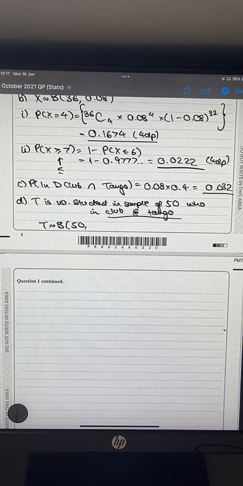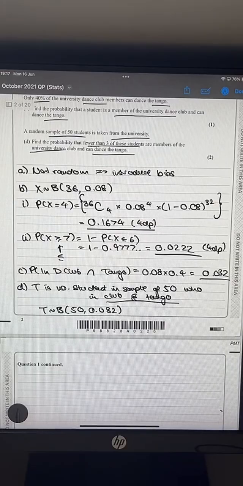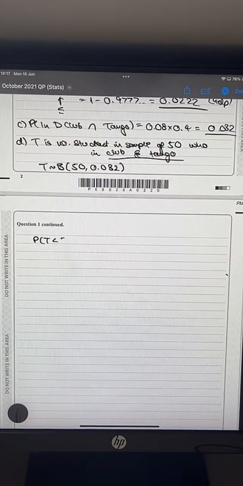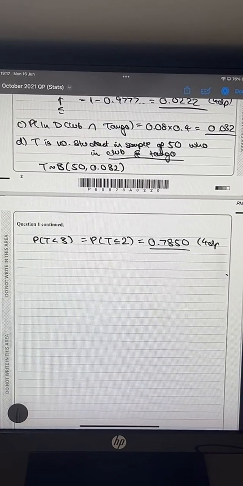What's the probability that they do both of these things? Well, I just found it here, 0.032. This is not GCSE, don't worry. I need to find the probability that less than 3 of these, so P(T < 3). That's the same as P(T ≤ 2), and that is equal to 0.7850 to 4 decimal places if I just put that straight into my calculator.